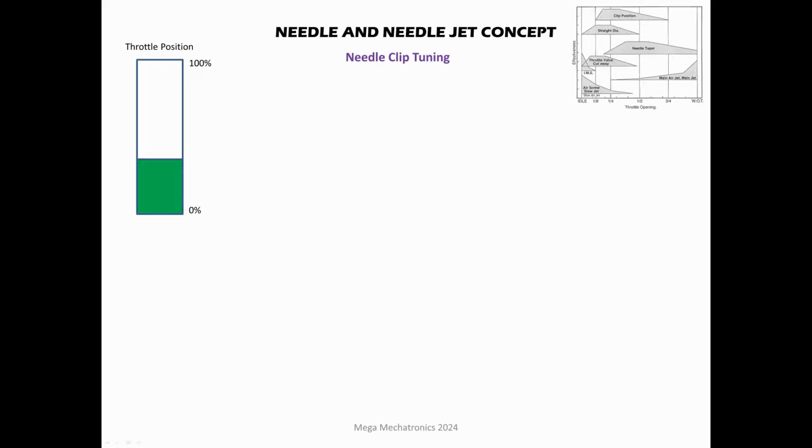So let's look at the concept of the needle clip. And we have our little throttle position now. You can see that throttle position. In our chart up on the upper right side, you can take a guess that's just under a third of throttle. I don't know, 30%, 25, something like that. So if you look at the throttle opening, you can see clip position has authority around that area.